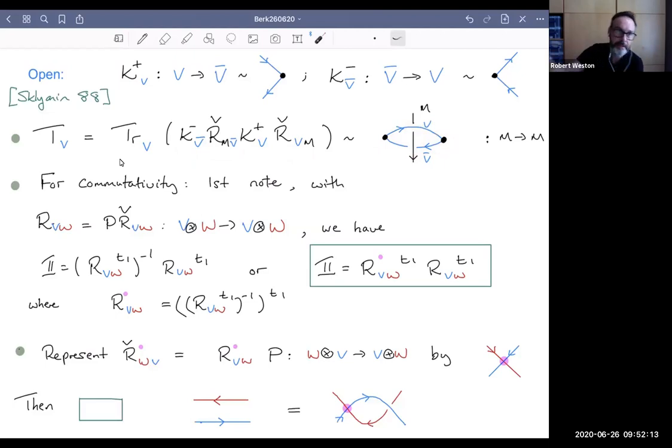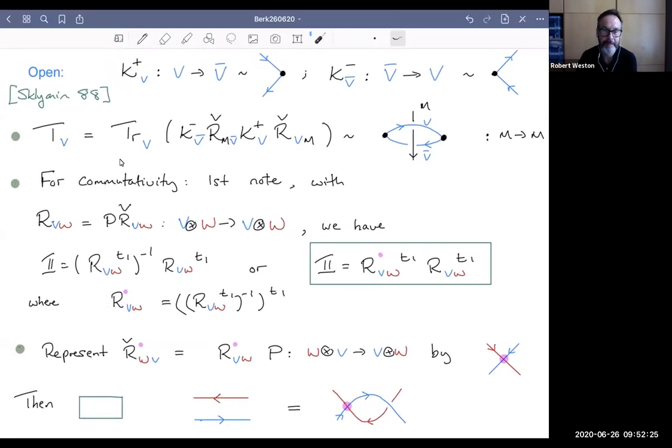Okay, so it's a product, so composition follows the arrows, and this is a product of four objects which I can represent in this. And M is just some other vector space. And if you're interested in quantum spin chains, typically M will be a tensor product of some finite dimensional representations. Okay, so this is the double row transfer matrix of Sklyanin.